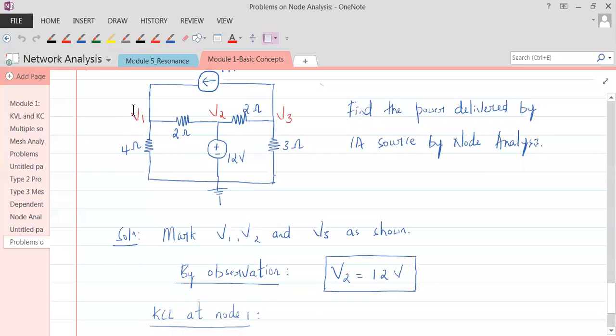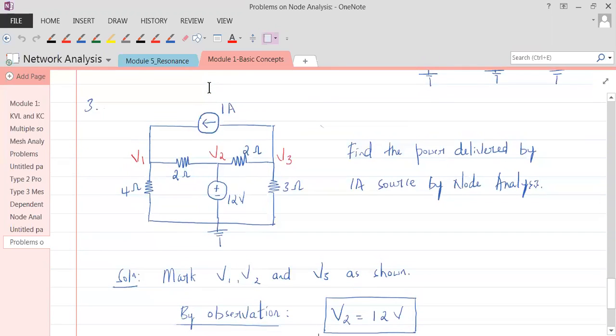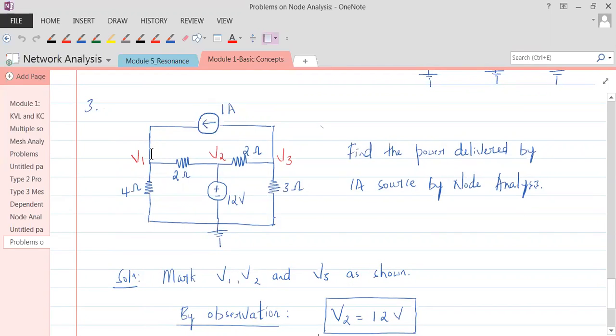So you should see here, in these 2 branches there are no current sources. That's why we assume that the currents in these 2 branches are leaving node 1. So one current goes like this, another current comes like this. It is leaving node 1. But since this 1 ampere current source is showing the current entering node 1, it is very clearly understandable that this is a current entering node 1. So the sum of the currents leaving would be equal to the sum of the currents entering.